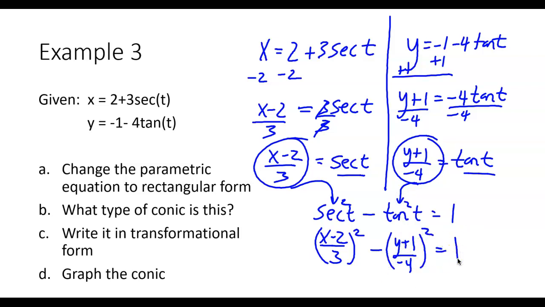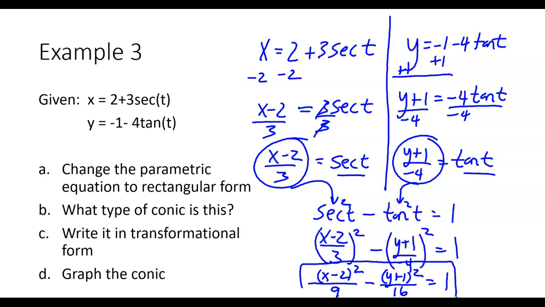And then we go ahead and square it. Now for the top, we're just going to leave it as (x - 2) squared. On the bottom, we have 9. For the other one here, we have (y + 1) squared over negative 4 squared, which is 16, and that's 1. Okay, so there's my answer to part A. We've changed it into rectangular form.